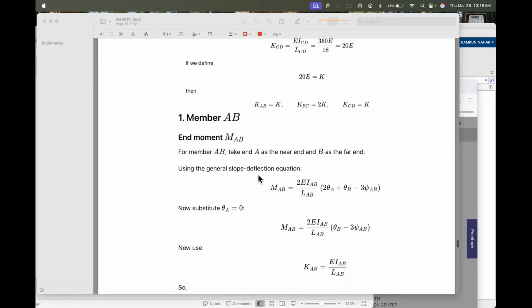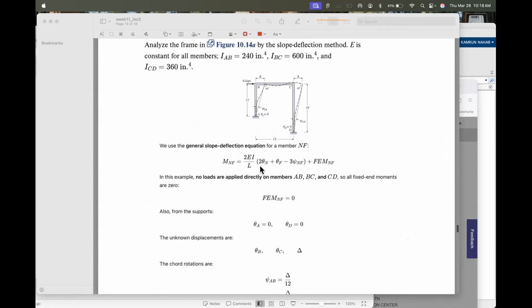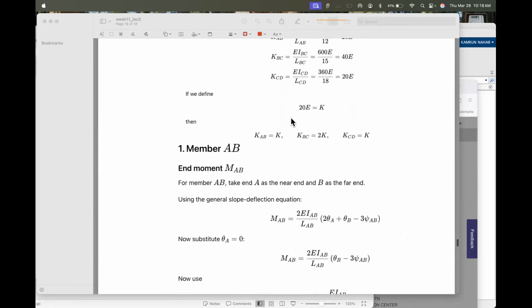Okay, now we are going to write the moment equation for the AB part. We are going to use the general equation, this one. Now we have AB, so it will be theta A, 2 theta B, and 3 psi AB. The fixed end moment is 0 because there is no external load. Okay, so write that.